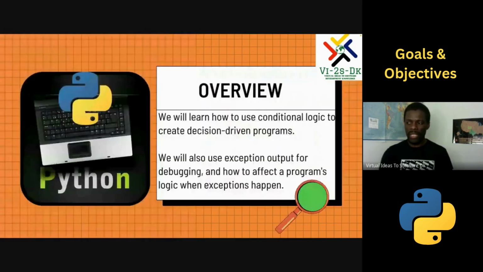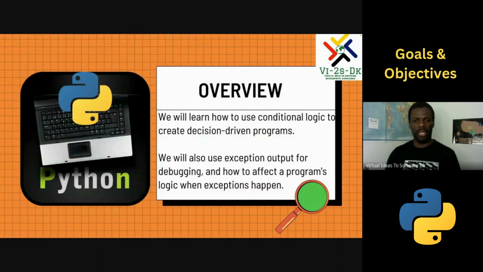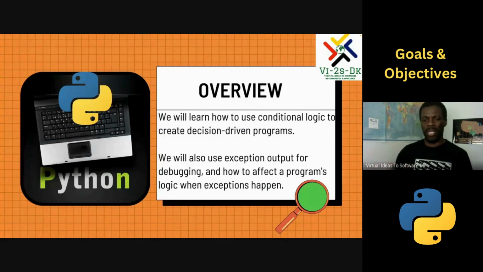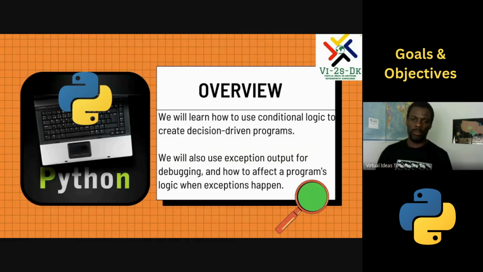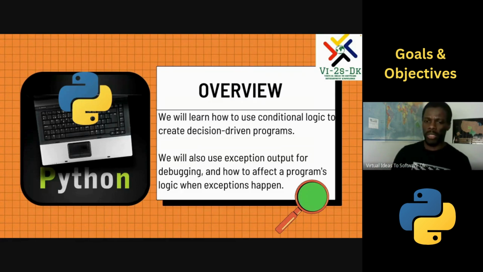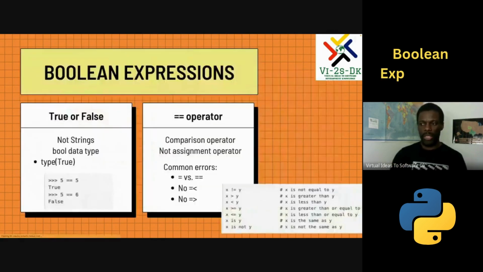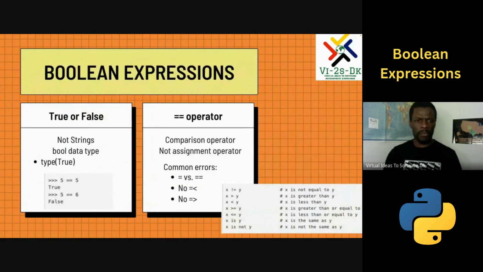So at the end of the day, we'll learn how to use that conditional logic to create decision-driven programs. What if we wanted to differentiate singular and plural and so on and so forth? And then we'll also use exceptions output for debugging and also affecting the logic when exceptions happen. Exceptions are more or less like errors, right? So let's get started.